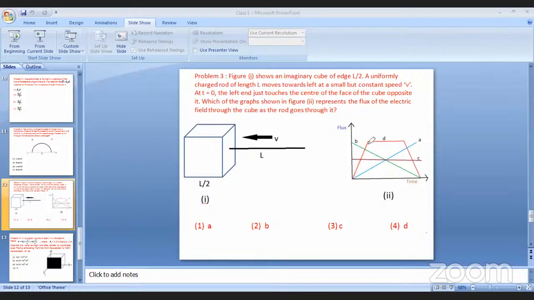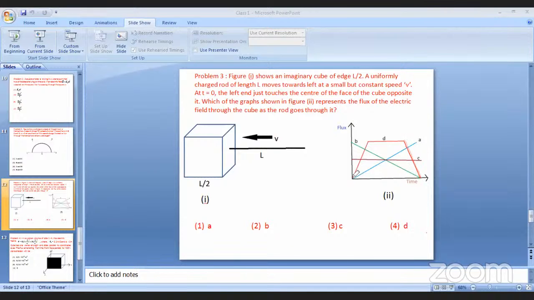cube. Once the charged rod is completely inside the cube, then the electric flux remains constant as long as the charged rod is inside the cube. After a certain period of time, the charged rod comes out through the other face of the cube. When it does, the electric flux through the cube decreases because the charged rod is moving away from the cube. So the graph pattern is like this.